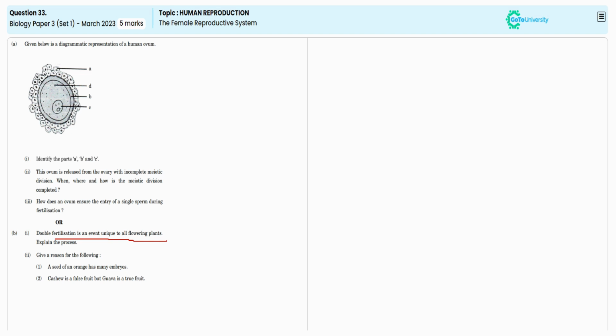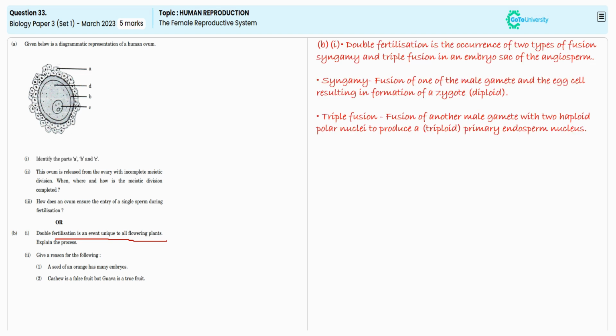And the second fusion denotes the fusion of 2 primary polar nuclei to make the secondary polar nucleus, that is fusion 2. The fusion of the secondary polar nucleus along with the male gamete makes endosperm. If you exclude the secondary polar nucleus formation, then the other 2 fusions denote the double fertilization process. For this narration, you will be getting 3 marks.